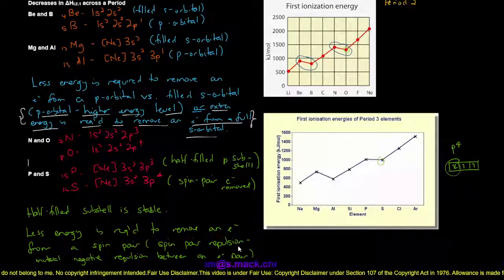Right, so you can use both answers, or the combination of the explanation of that half-filled subshell being stable and saying that it's easy to remove an electron from a spin pair due to its spin pair repulsion, in order to answer a question which may be: explain why first ionization energy decreases from nitrogen to oxygen or phosphorus to sulfur. So this here is our answer.